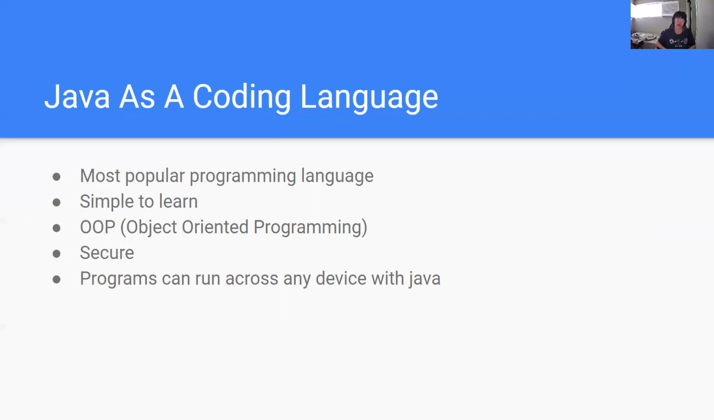So it's secure. And then another thing is that programs can run across any device with Java, meaning you could download Java on any device and then you would be able to run your program. So it is cross-platform. You can use it on whatever device you want.